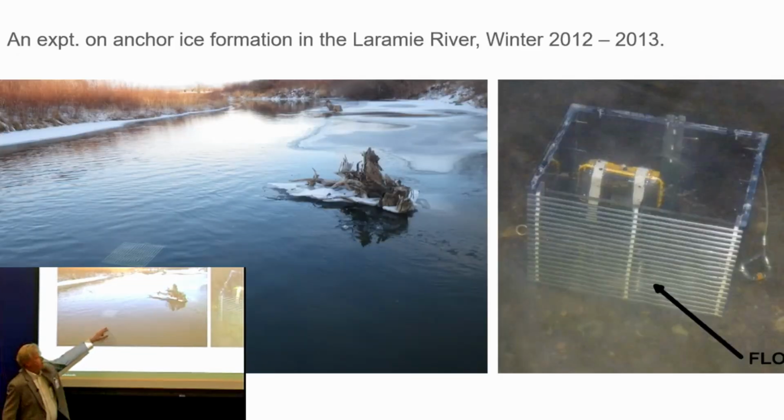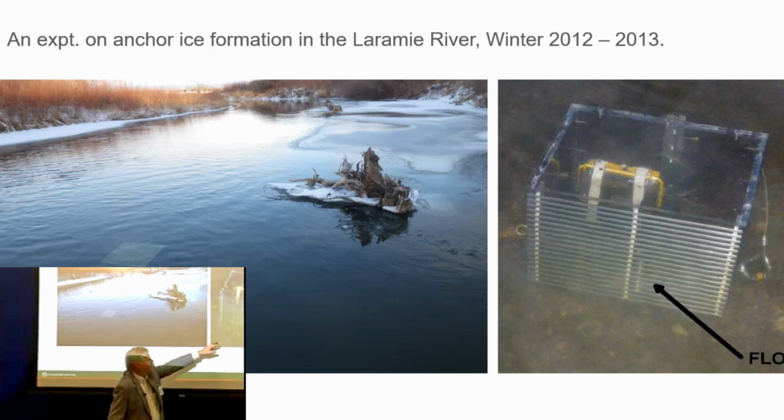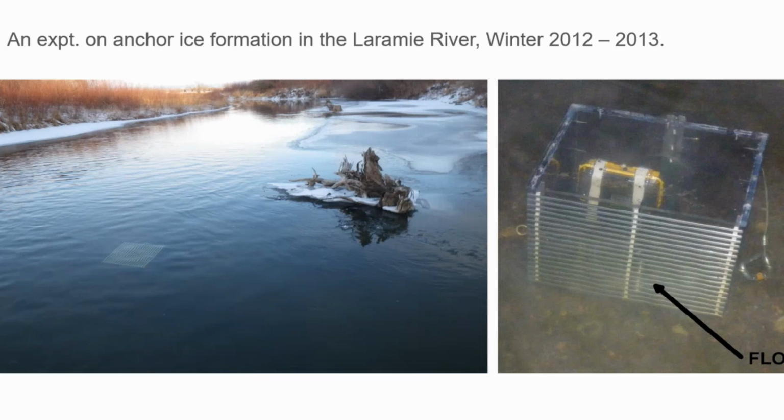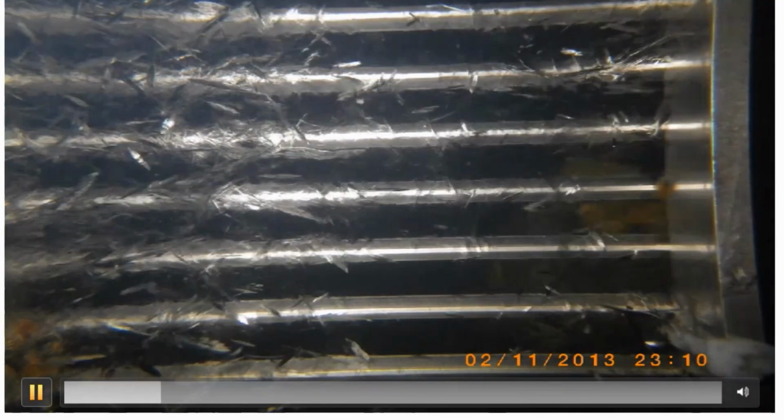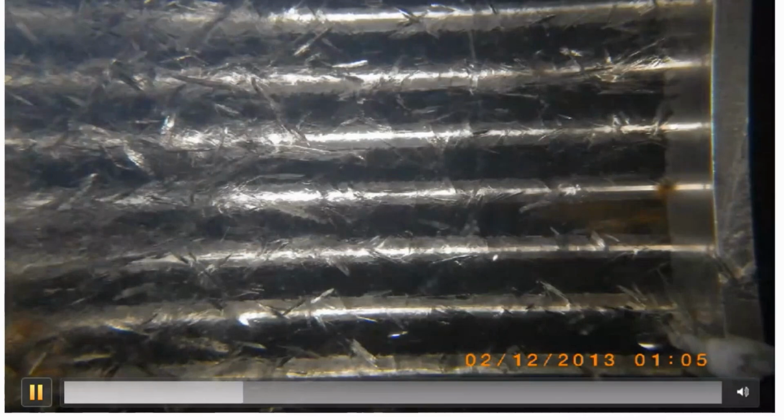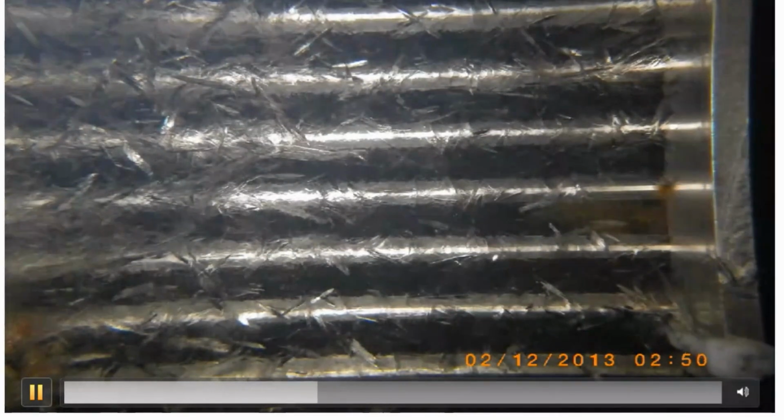We did an experiment in the Laramie River. We put in a grid like an intake structure and looked at anchor ice growth on the grid bars, and it completely blocked it in a very short time. We had an underwater camera, so you can see the anchor ice which would form on sediment also forms on bars. So ice blockage of water intakes is anchor ice formation.